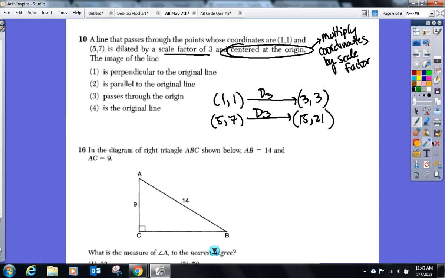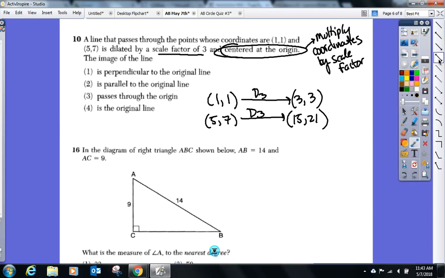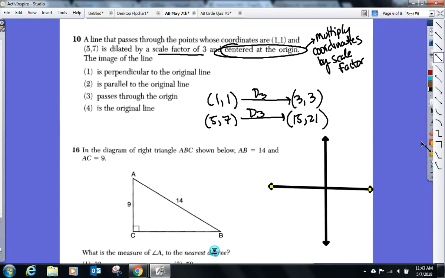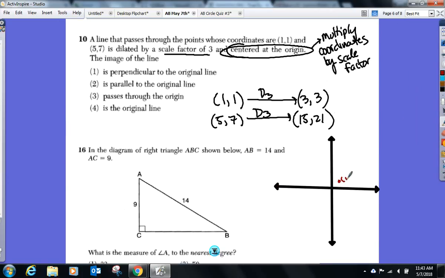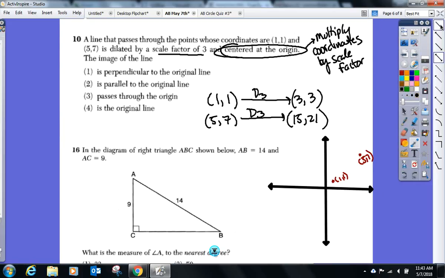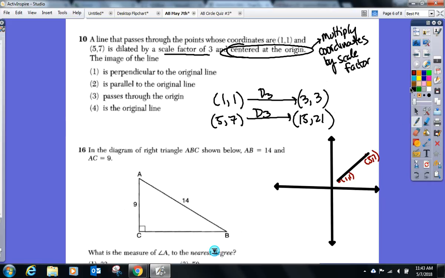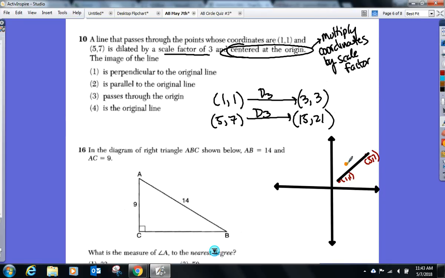Can we make a quick little sketch maybe? I don't need a full piece of graph paper to do this. Some of you may already know what's going to happen, but okay, here's 1, 1 and 5, 7, somewhere around here, right? And let's connect those with a line segment. All right, 1, 1's going to go to 3, 3, you said? So over 3, up 3, right about here.